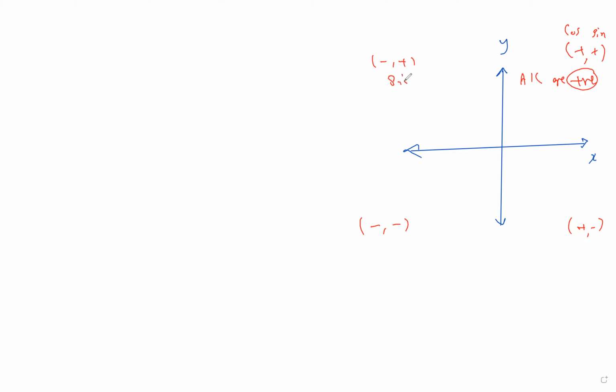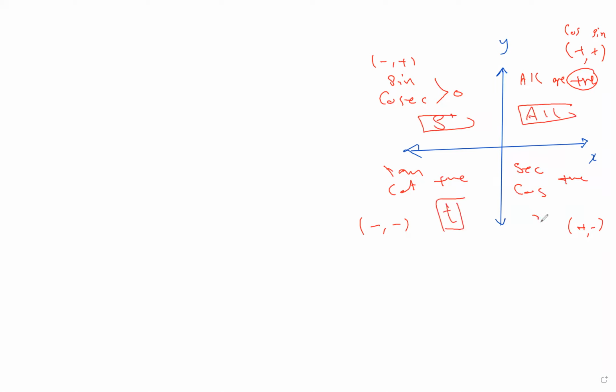Here, all of the functions are positive. Here sine and cosec are positive. Here tan and cotan are positive. And here sec and cosine are positive. So here we say all, here s, here tan, and here cosine. Okay, also in the same coordinates, the same system.